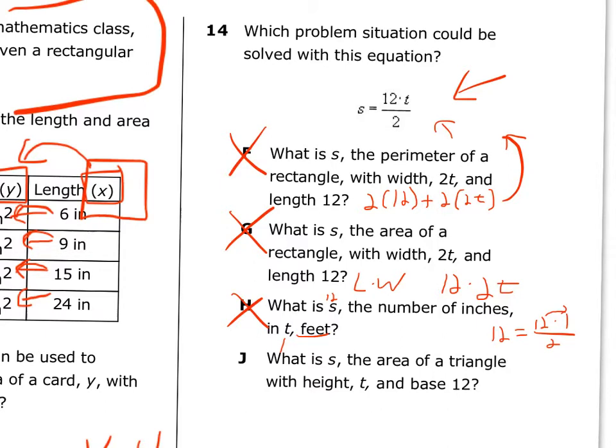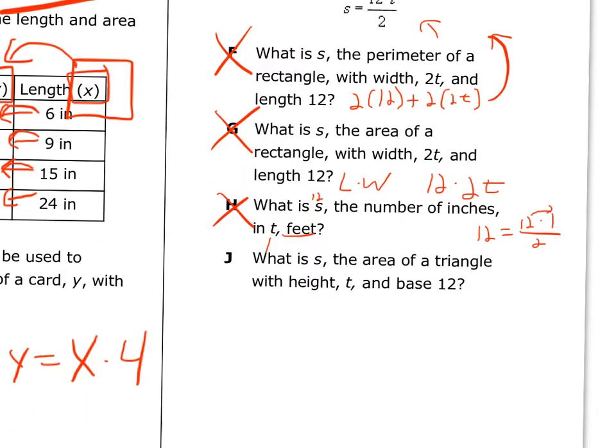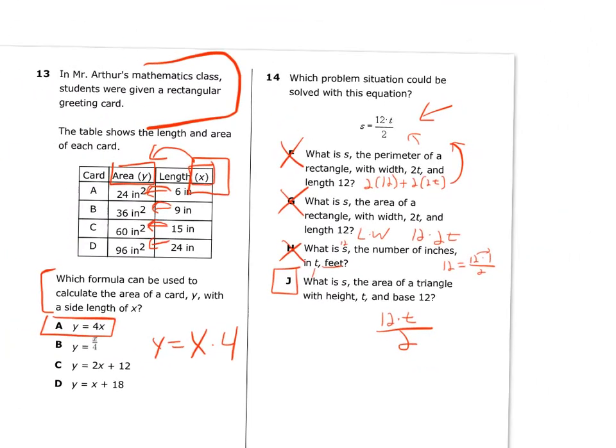J, what is S? The area of a triangle with a height T and a base of 12. What's my formula for area of a triangle? Alright, so what's my base? And what's my height? T. Then I divide that by 2. Does that look like what we have up there? It's identical. Alright.